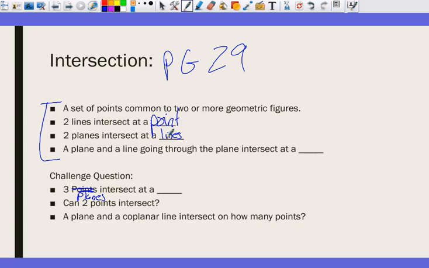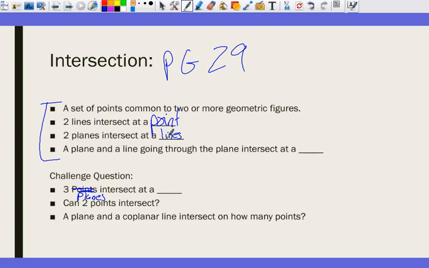And the reason why I made a plane is because a plane and a line going through the plane intersect at a what? It is a point. So, we take our line. We have this line going through this plane. Do you guys agree with me?